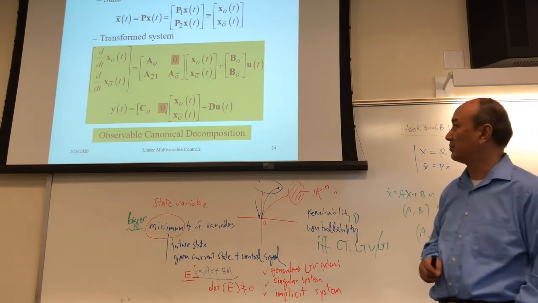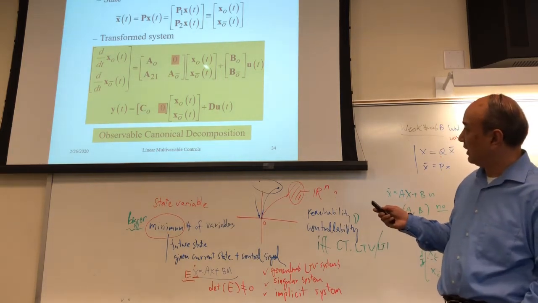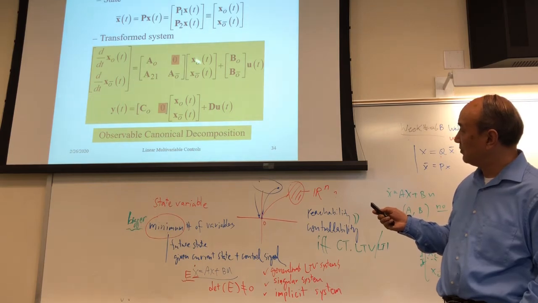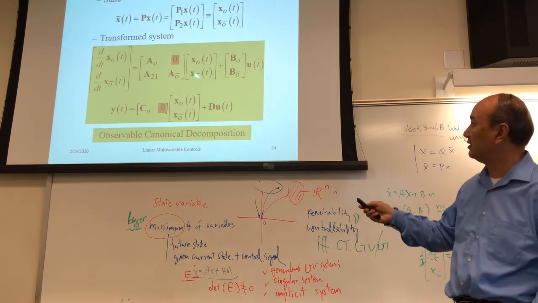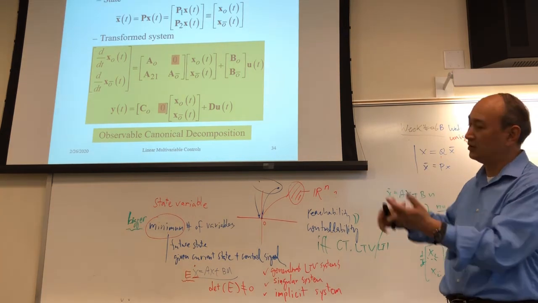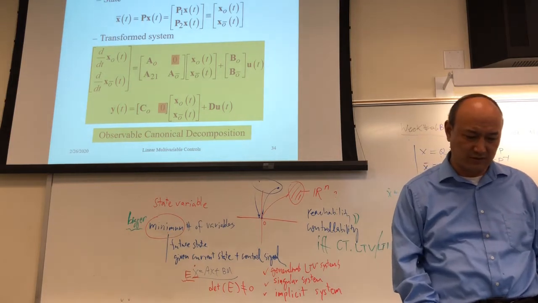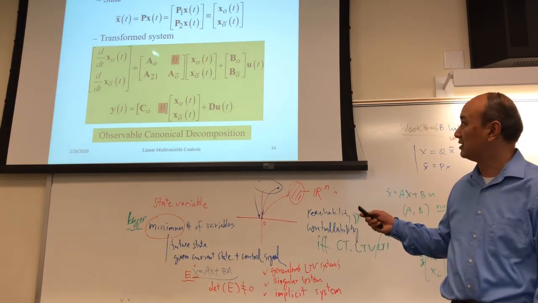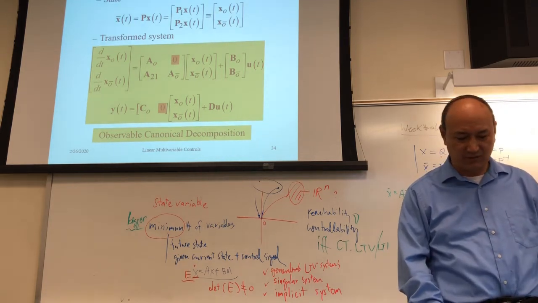Don't be surprised that things look different, because we are writing observable up and this down. If you swap them, then you will get an upper block triangle. This is a lower block triangle. So observable canonical decomposition is like this.